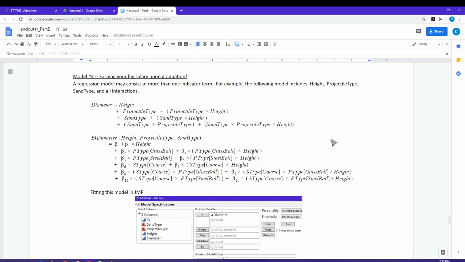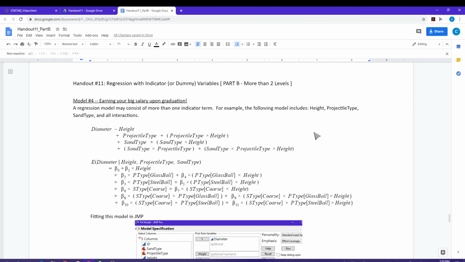All right, let's real quickly look at model number 4. And this is where you're going to earn your money. So as an applied statistician or a data scientist, you are going to earn a lot of money upon graduation.